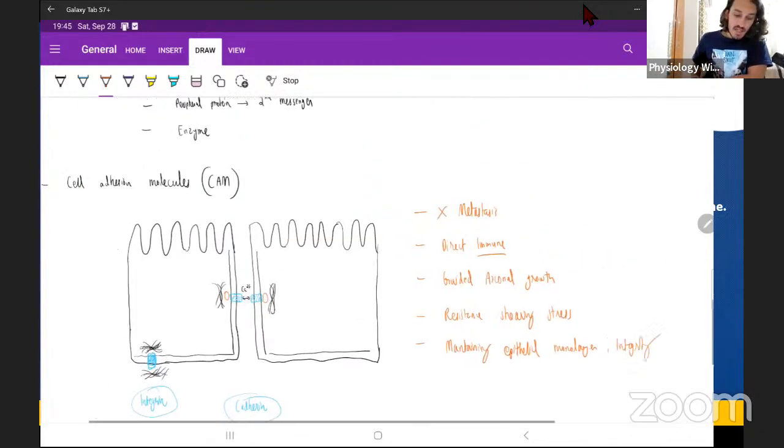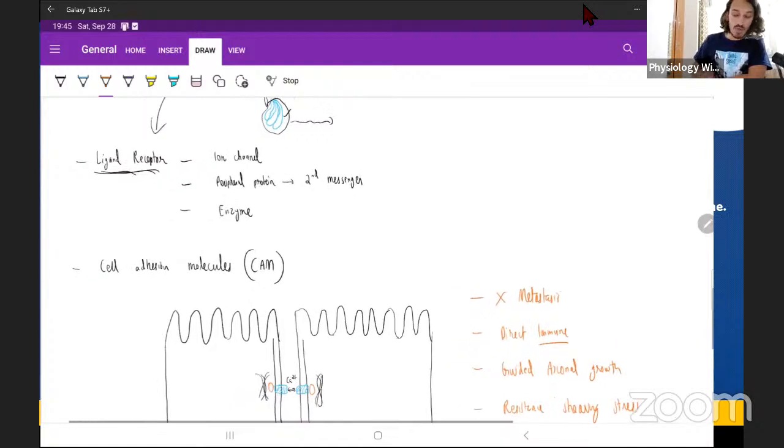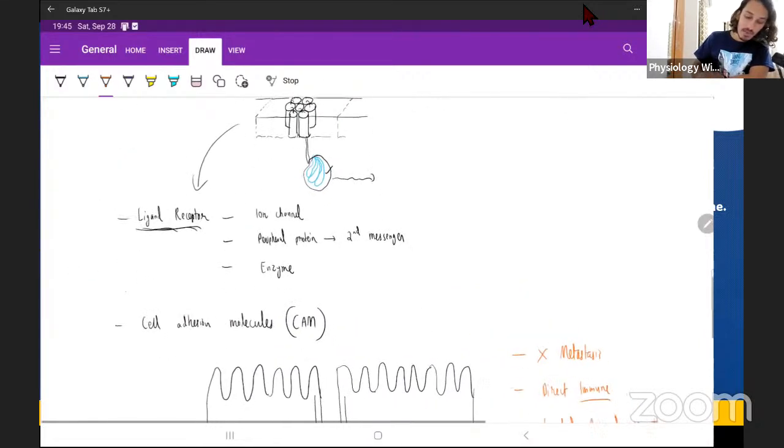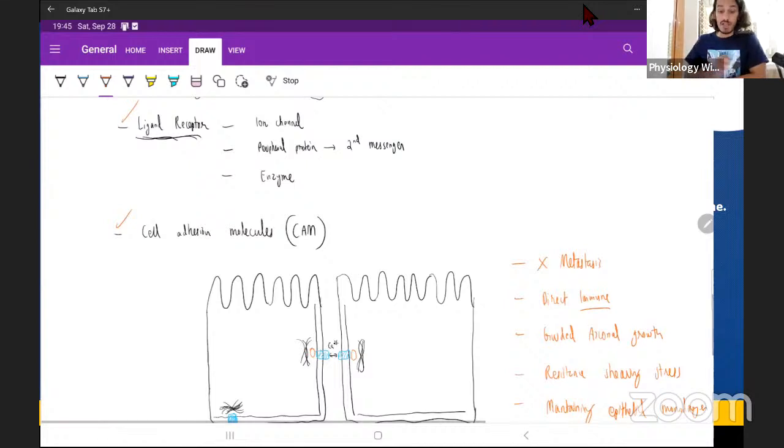So these are various functions of your cell adhesion molecule. So under the question of what are the functions of proteins, one, you can with a diagram explain about your ligand receptor. Two, you can talk about your cell adhesion molecules. Okay.